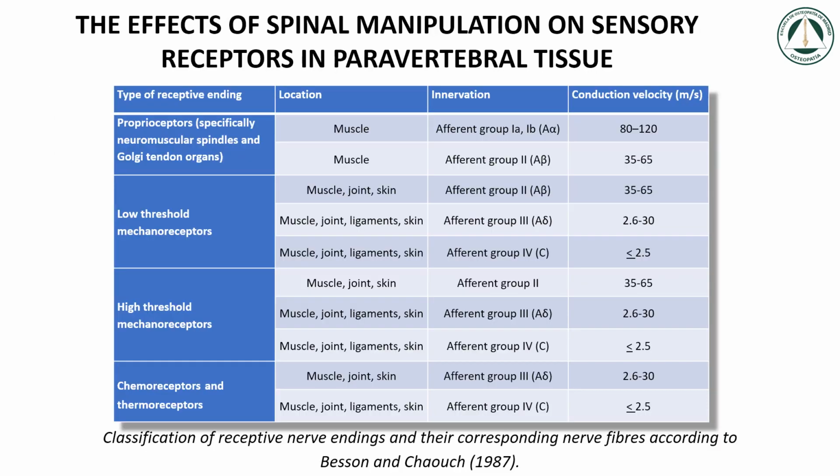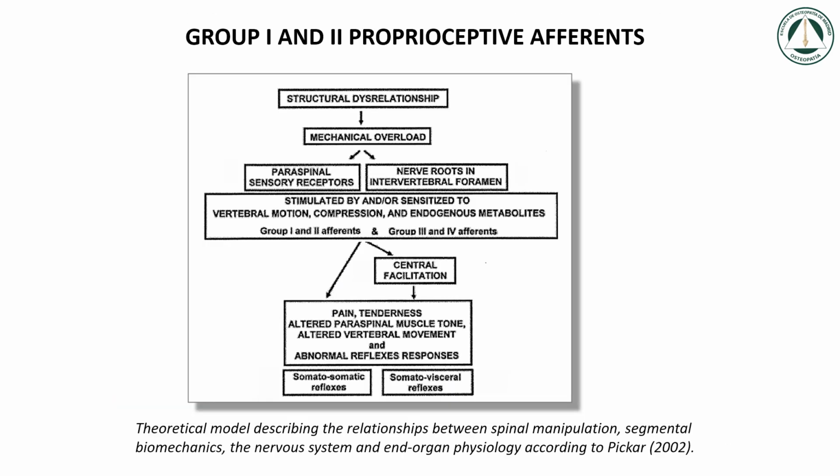Here we can see a table summarizing the classification of receptive nerve endings and their corresponding nerve fibers, according to Besson and Chaouch, 1987. Spinal manipulation stimulates the neuromuscular spindle afferents, Group 1A afferents, and possible Group 2 afferents. Group 1 and 2 proprioceptive afferents.